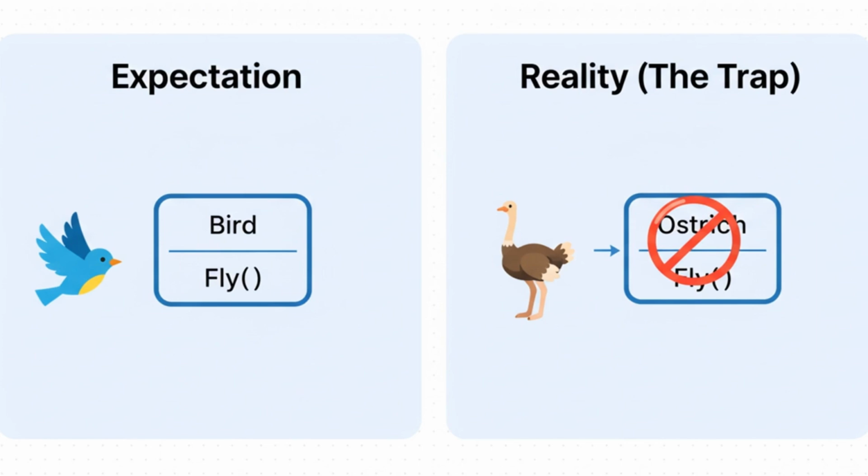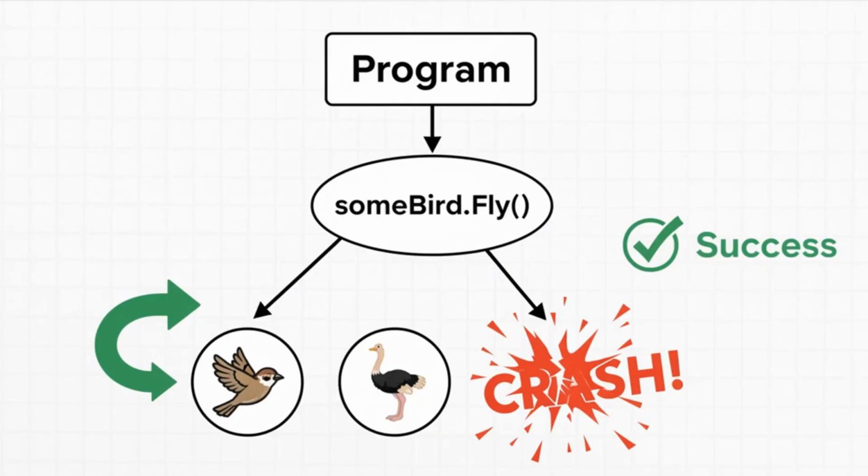Ostriches don't fly. So what happens? Some other part of our program, which thinks any bird can fly, grabs an ostrich object and tells it to fly. And kaboom. The whole thing just crashes. Our ostrich broke the contract. It violated the Liskov Substitution Principle because it didn't behave like its parent class promised it would.